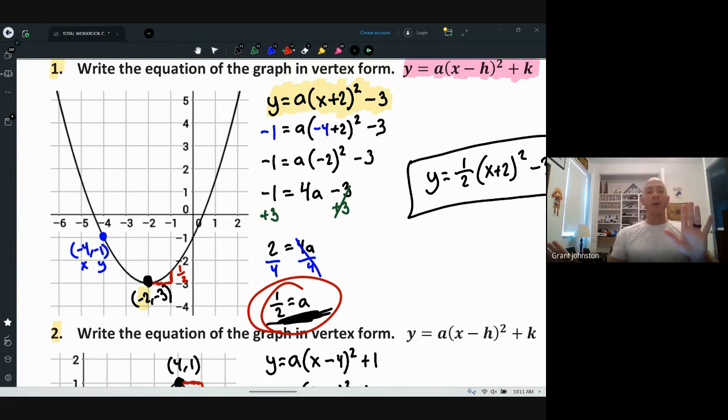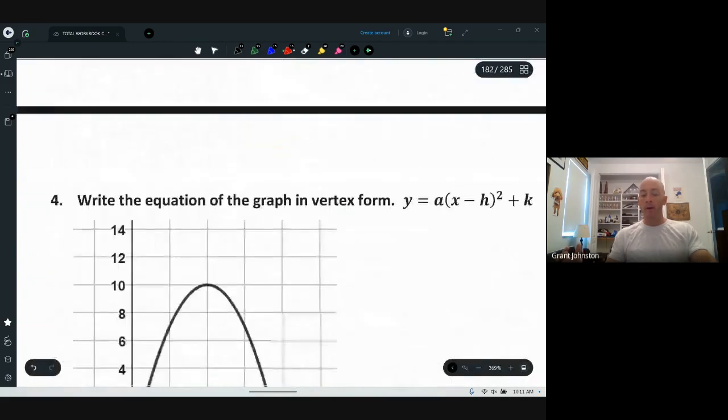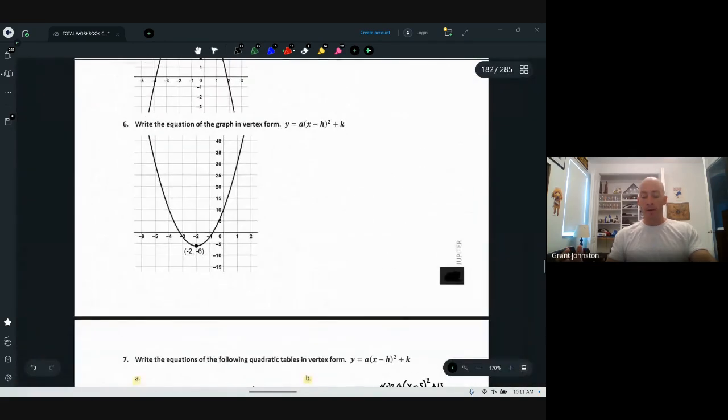Now, I didn't want to show you that at all earlier, because what if it's like a crazy fraction? What if it's 2/3 or even 3/5? It's going to be impossible to estimate it on a graph. So you need to know this method of plugging in a point. So just keep that in mind.